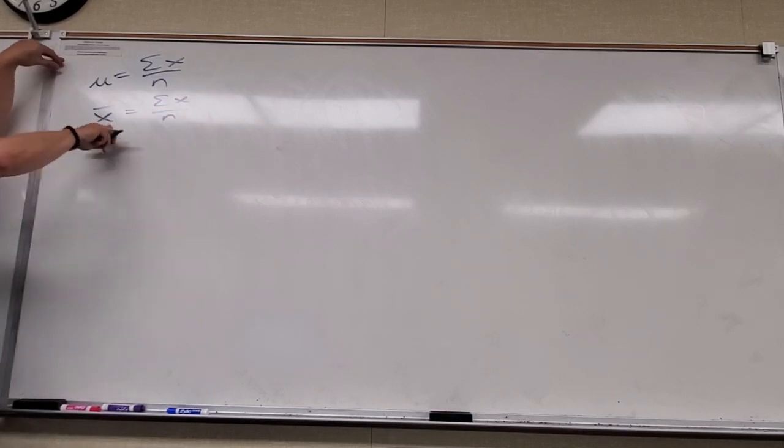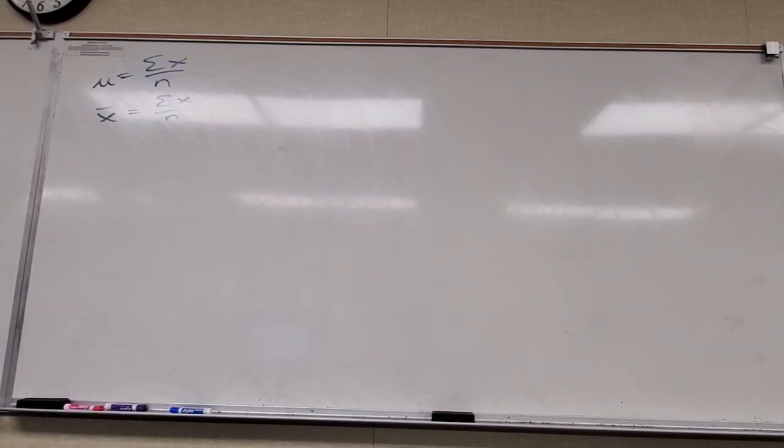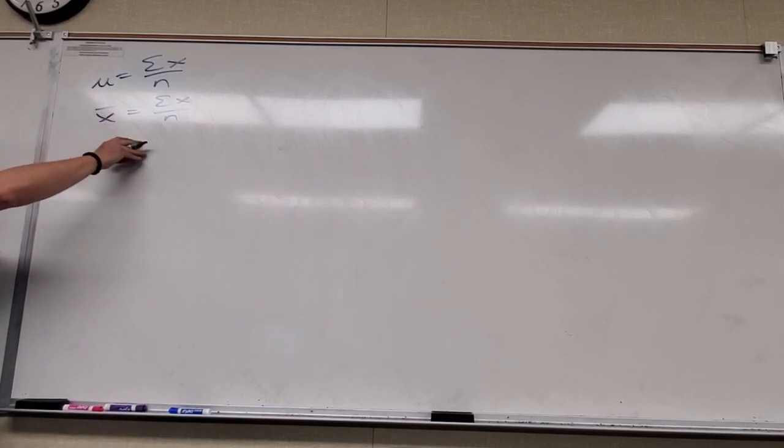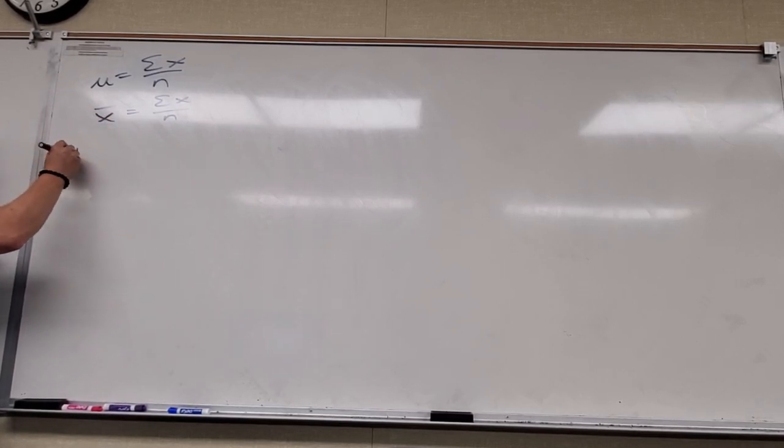Same formula, but now it's for a sample. So population in the early part of the course uses Greek letters. Sample would be our letters. Of course, we stole our letters from other people, but the very next formula we got was for the standard deviation.